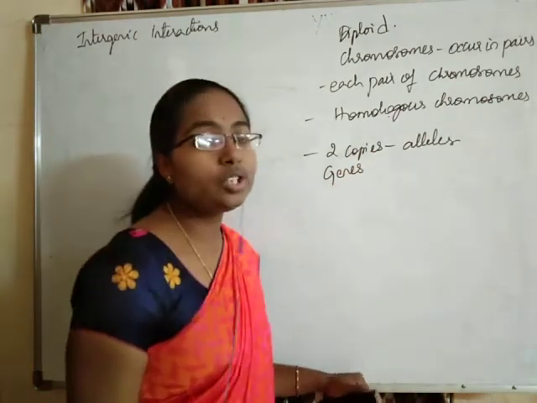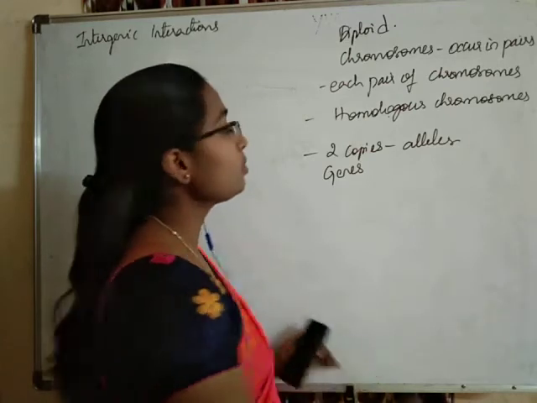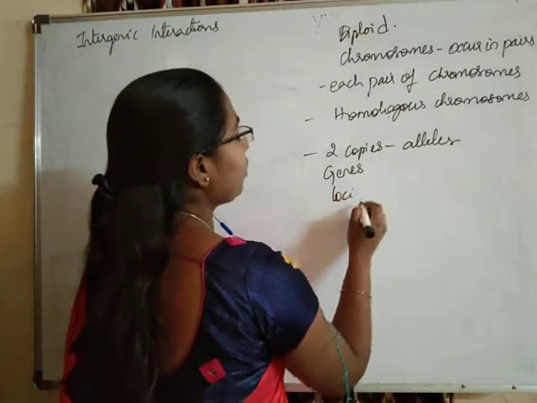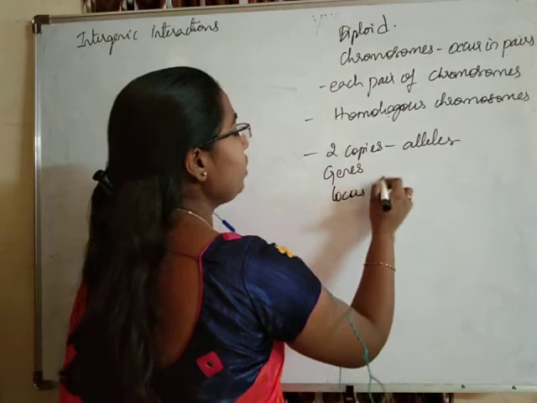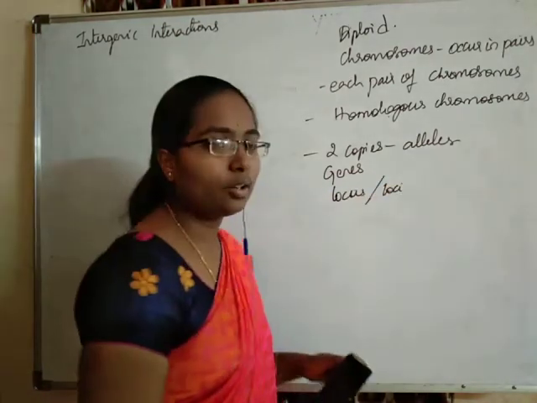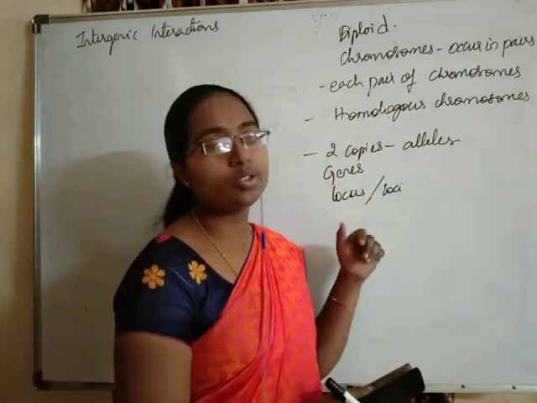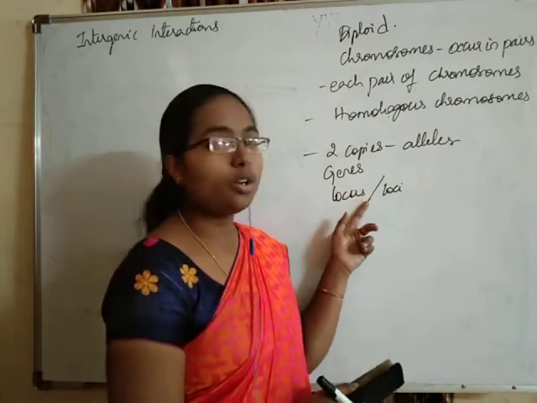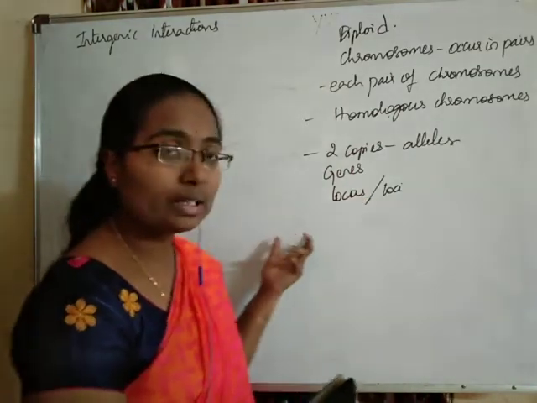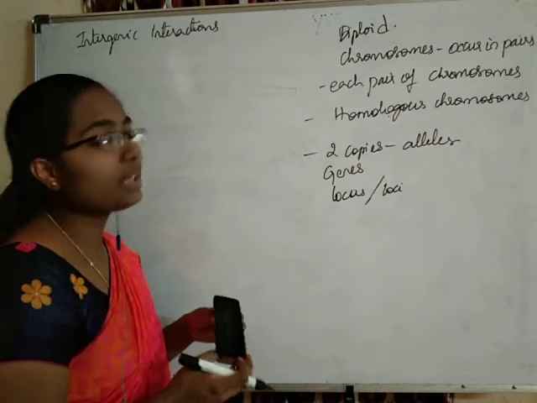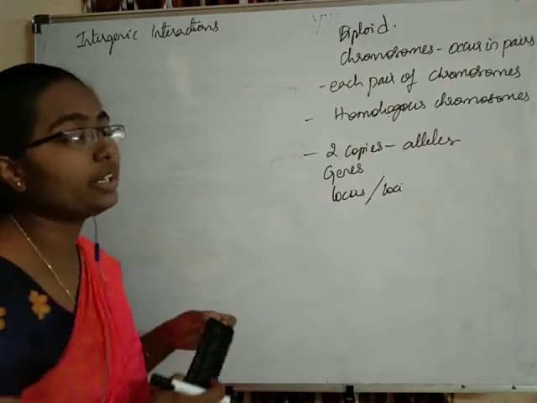Okay, the location of the gene on the homologous chromosome is called loci. Simply called locus in singular, loci is plural. The location of these alleles on the homologous chromosomes is called loci. Locus is singular. Now, coming back to our concept, intergenic interactions.